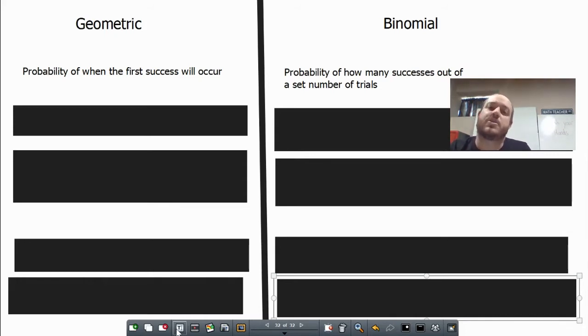Those are binomial questions where it gives you how many successes at once, but it also gives you the total number of attempts that you're going to be making. Whereas geometric was just you want to do it over and over until you get that first success.